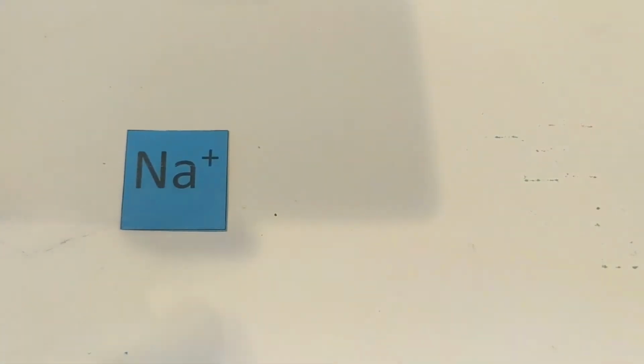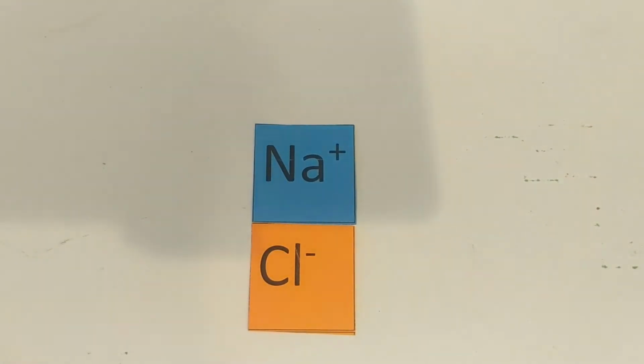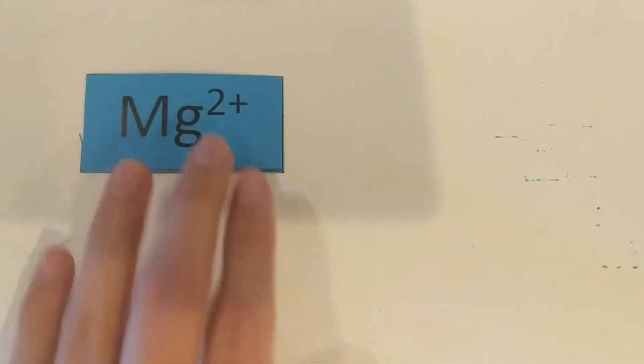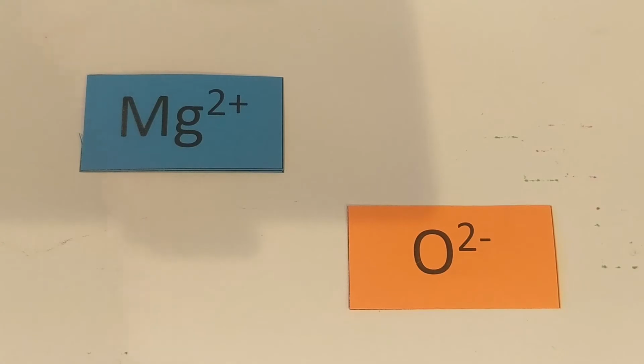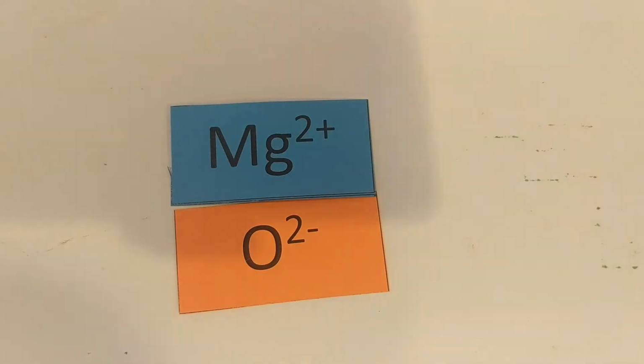And we've talked about sodium chloride before in this class. If we have a sodium ion, it has a +1 charge. And chloride has a -1 charge. So you bond them together and their charges cancel out. So that would be an ionic bond. Another example of one that works out very nicely is if you have magnesium, which we know has a +2 charge, and oxygen, which has a -2 charge. Their charges cancel out and they make an ionic bond.